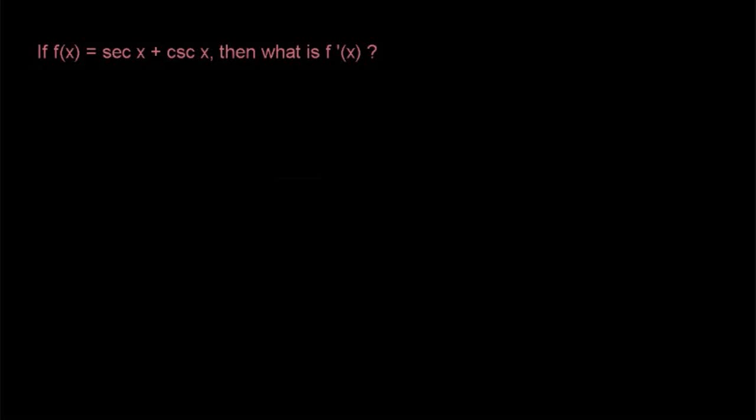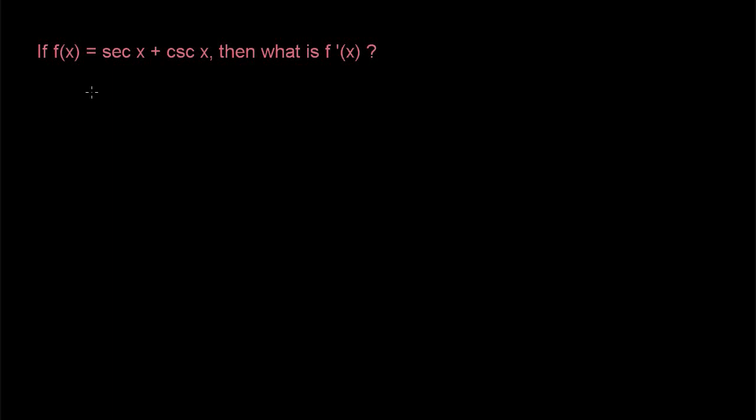The next problem tests your knowledge of differentiation of trigonometric functions. It could be very easy for you to do this problem, or it could be more difficult, depending on your knowledge of differentiation of trig functions. So let's read this one. If f of x equals secant x plus cosecant x, then what is f prime of x?